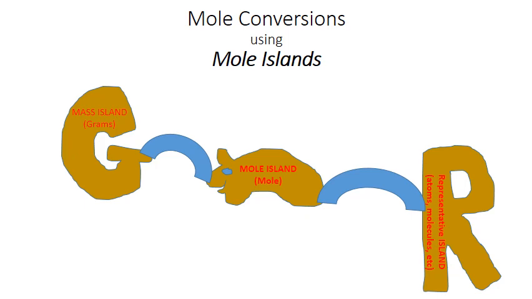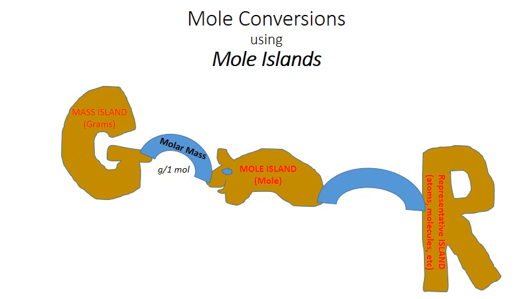For instance, if you're going to go from the mass island to the mole island, you're going to have to calculate the molar mass. This is where you take your compound or your element and figure out the grams, just looking at the periodic table, and that's how many grams are in 1 mole of that compound. So you're going to use molar mass to convert over to moles.